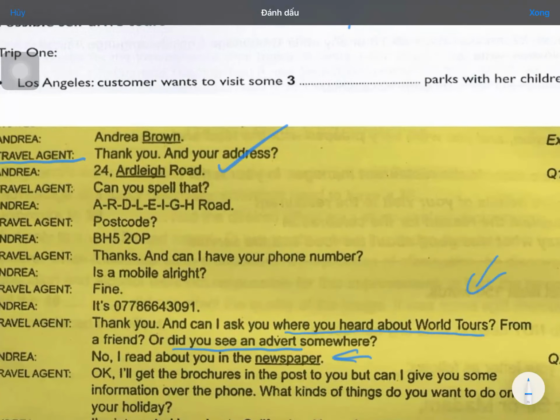And then the man said something about giving brochures, which are thin books giving information about a service or product, but it's not related to the answer. We're caring about the source of information before the lady talked to this travel agent. So brochures or other things are not related. The answer is newspaper. Thank you.